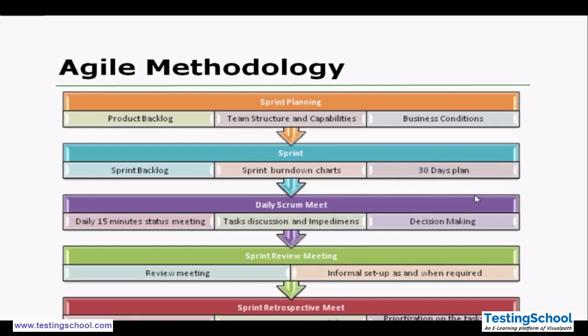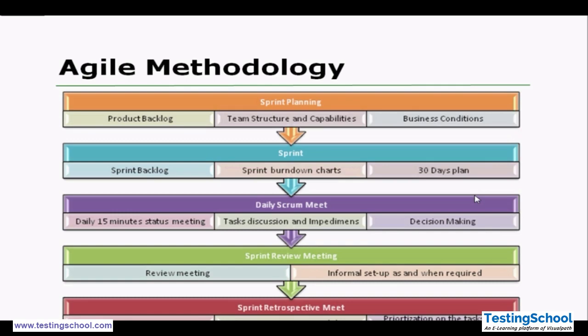Then we discuss the tasks and impediments. Impediments are the stuck points. Then the decision making. Decision making is with the business analyst, the BA, the management, you can say. Then the sprint review meeting. In the sprint review meeting, we say what we have done well and how we are working for our sprint.